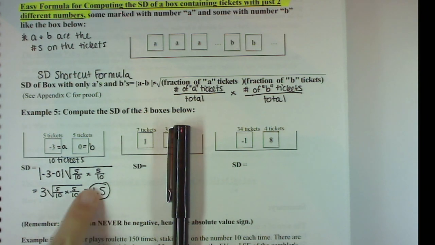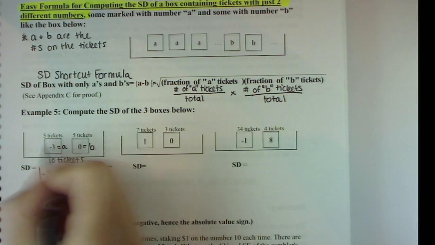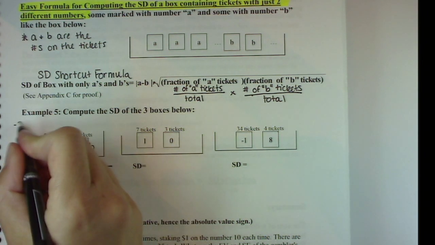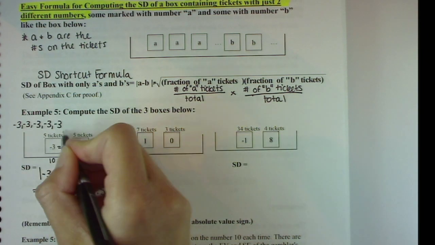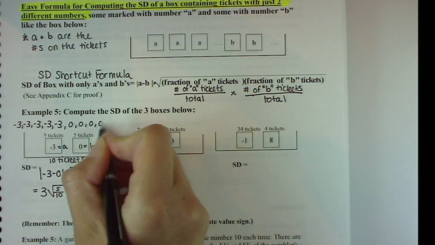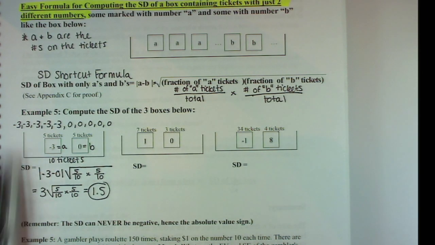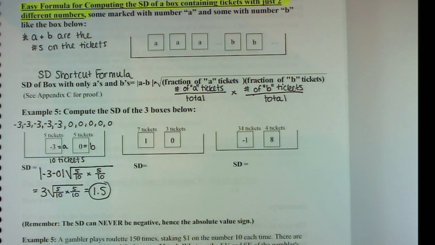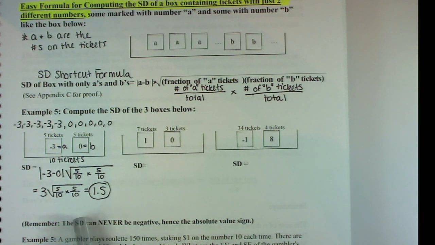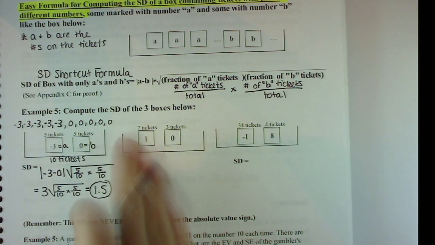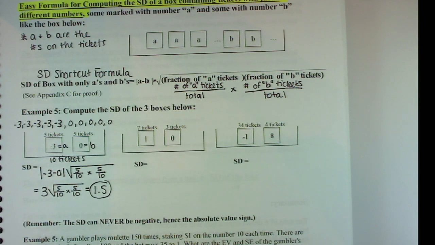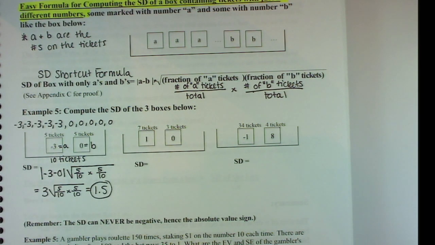And really, I could get this same thing by treating these tickets as a list of numbers. So really, I have 5 negative 3s, right? So in this box, if I was writing it the long way, I have 5 negative 3s and then 5 zeros. So if I calculated the standard deviation of that list of numbers using what we did in chapter 4, I will get the exact same thing. But I like this formula better than the long way. In general, it takes less time, especially if there's a ton of tickets. Like if you have 100 tickets, that's going to take you forever to do the SD by hand.